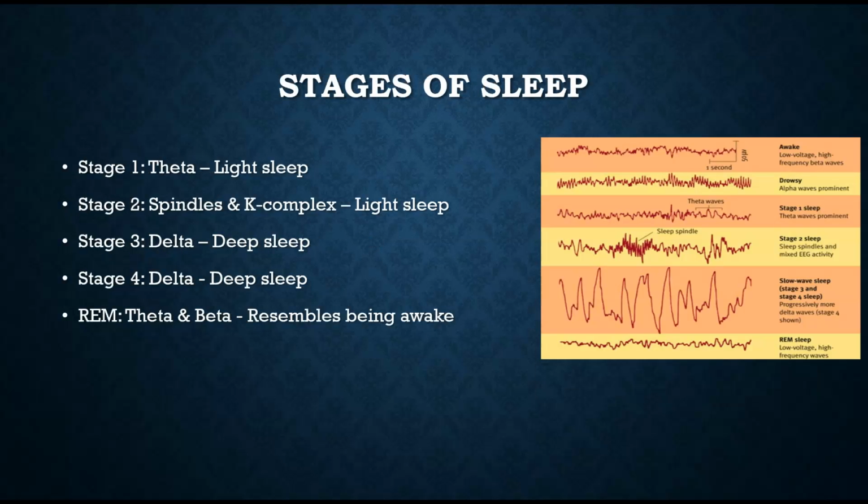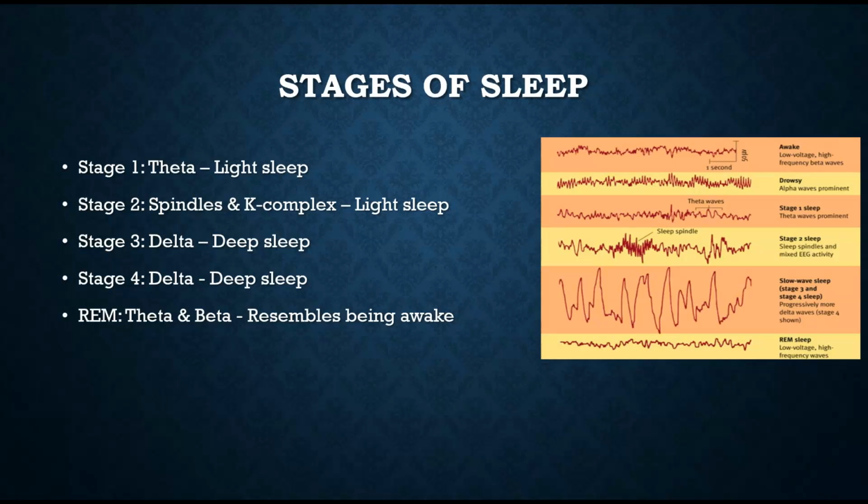Well, there are different stages of sleep, and typically we like to differentiate between light sleep and deep sleep, where we'll generally characterize theta waves, spindles, and the K complex as light sleep, where the delta waves are more of the deep sleep that will occur. REM happens to be a special case, in that the EEG patterns resemble the patient being awake while they are in fact asleep. It's also where most dreaming occurs.